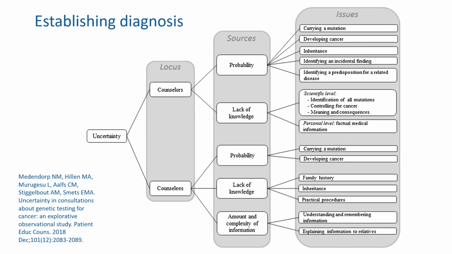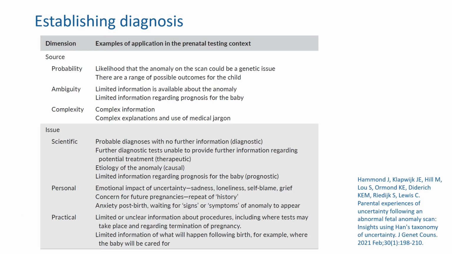Now I want to turn to examples of how this clinical framework for the management of uncertainty might be applied to clinical genomics. Here's one attempt by investigators to establish the diagnosis of uncertainties in clinical genomics. Here the focus is on uncertainty regarding genetic testing for cancer susceptibility. The investigators broke down the existing uncertainties by source and issue, as well as locus, focusing on both genetic counselors and patients.